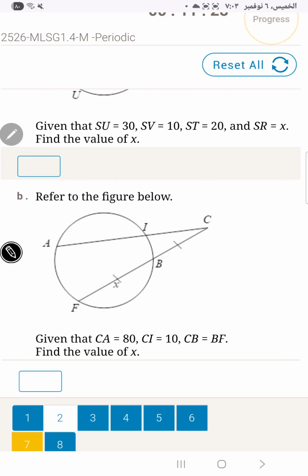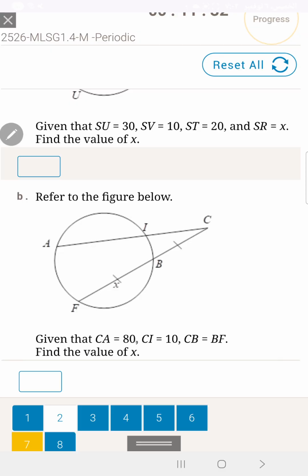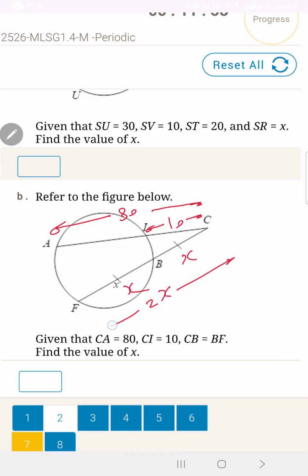Now for part B, given that CA is 80, CA means the whole secant. This is 80, the whole secant. And CI is 10. That's the external part. It's 10. Now CB is equal to BF, calculate x, which means x must be here. Same idea is repeated. Here the whole secant must be 2x. I think you agree with me.